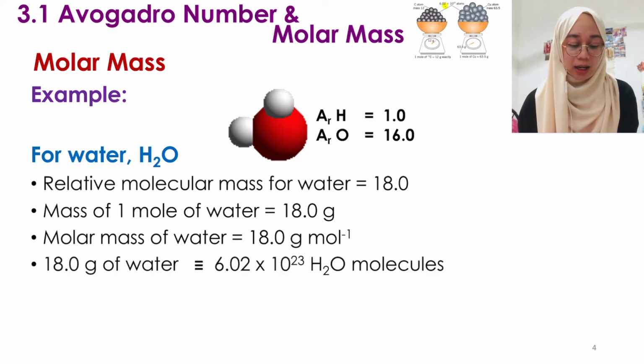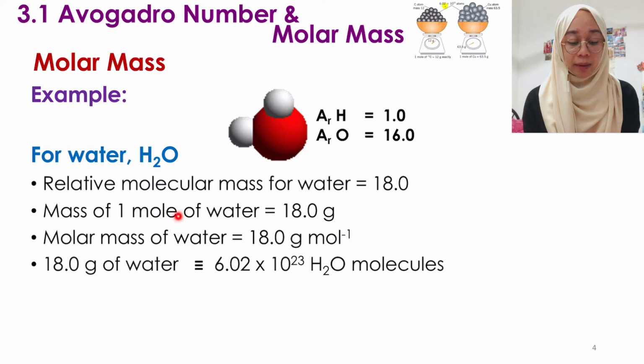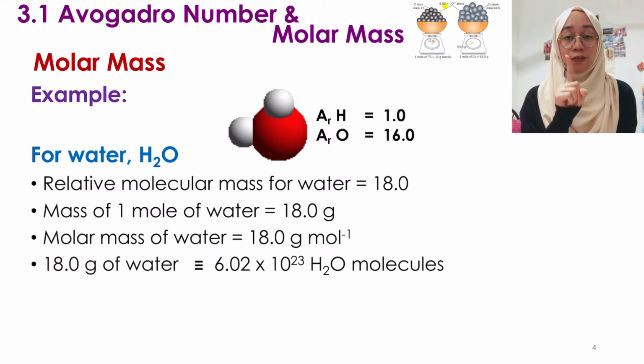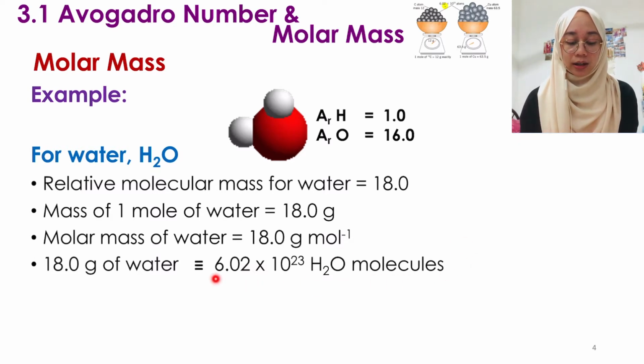Meaning, 18 gram of water basically contains 6.02 exponent 23 H2O molecules. Remember what is 6.02 exponent 23? This is the Avogadro number. Why is it equal to this? Because 18 gram represents the mass for 1 mole. So for every 1 mole, it contains 6.02 exponent 23 molecules. Remember that? So when we talk about H2O molecules, it contains 6.02 exponent 23.